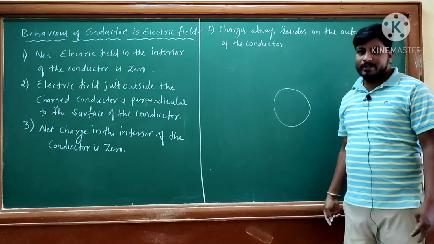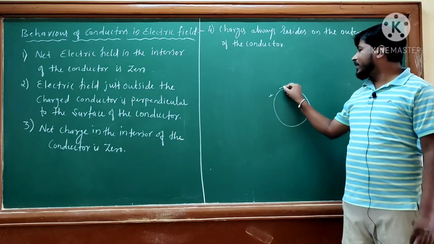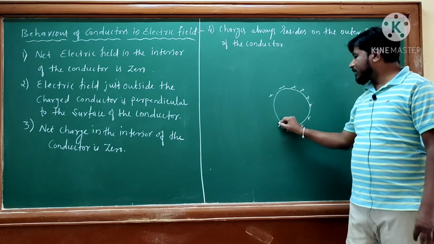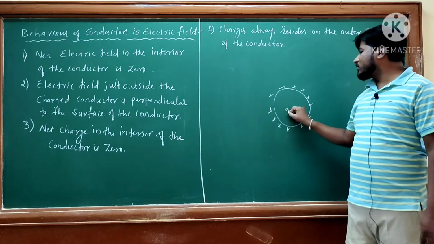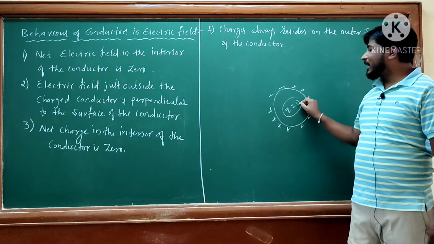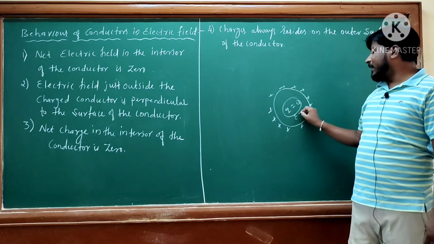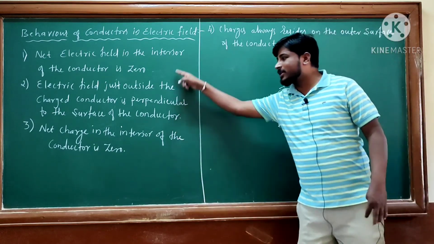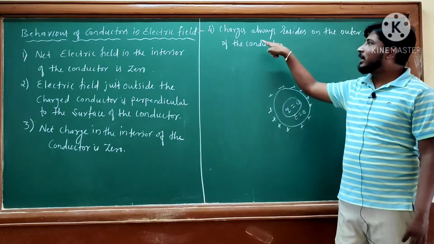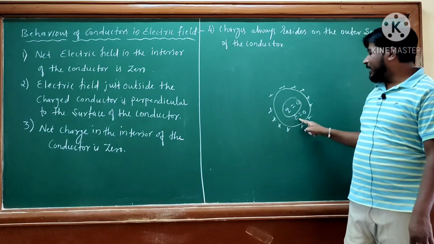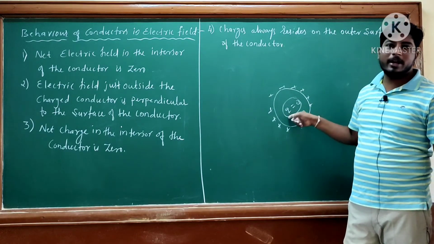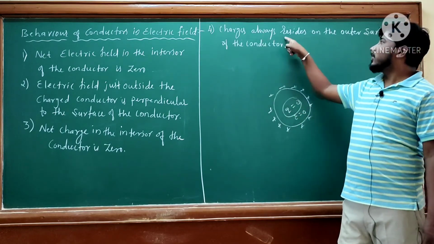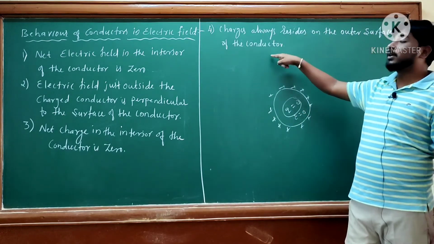This is the conductor, and we know that charges are always present on the outer surface of this conductor. There are no charges present inside the conductor. That is why the electric field inside the conductor is 0. All these three points are related to the fourth point. We say that the net electric field is 0. Why? Because there are no charges present inside the conductor. That is why charges always reside on the outer surface of the conductor.